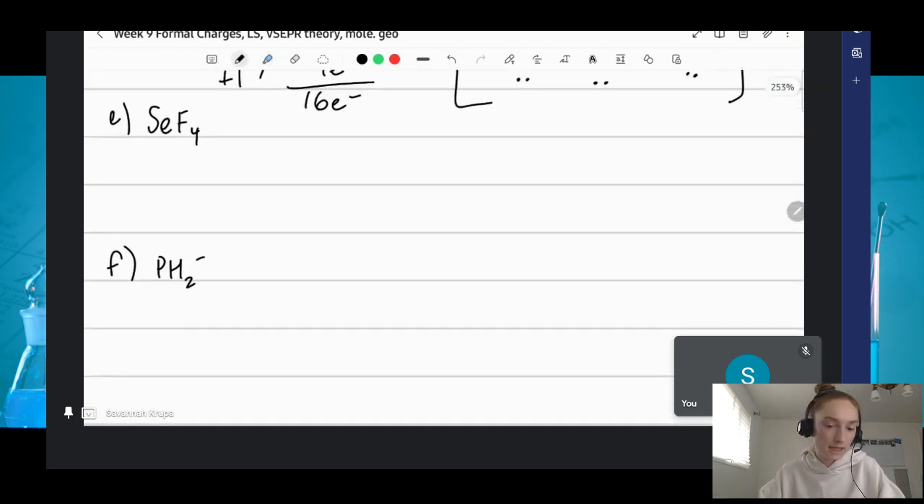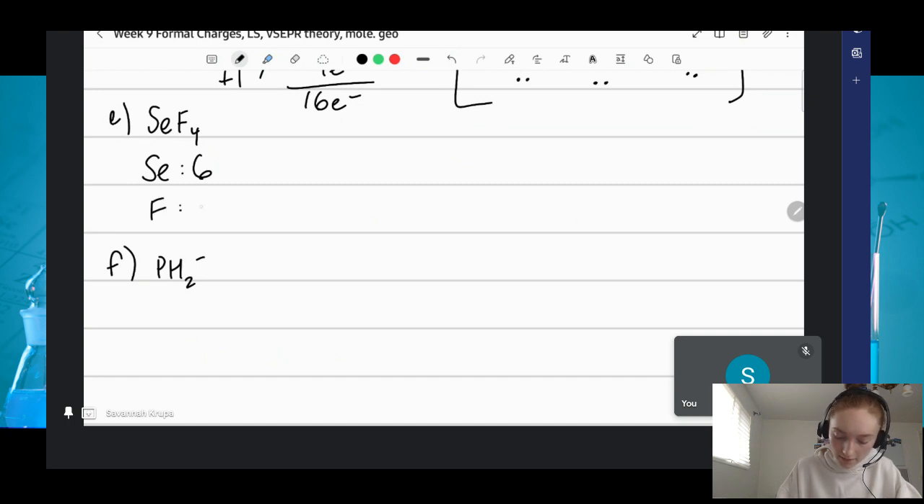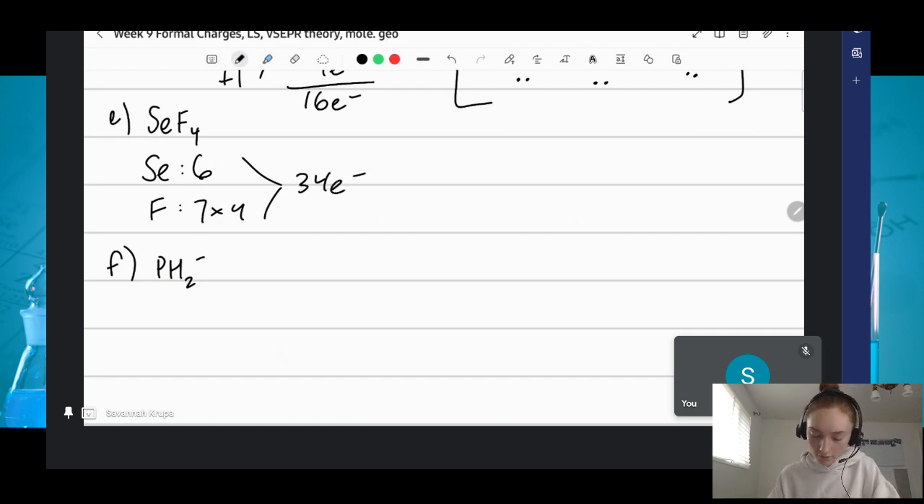So we have selenium and we have fluorine. So selenium has a valence number of 6, fluorine has 7, and there's 4 of them. So adding up all of those together, we have a total of 34 valence electrons. So we have 34 that we're working with, and selenium is in the center. It's safe to assume that as well.